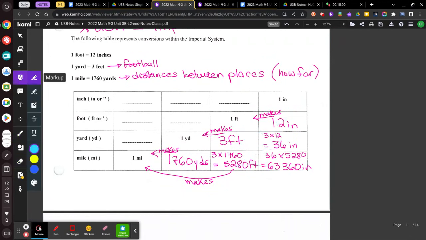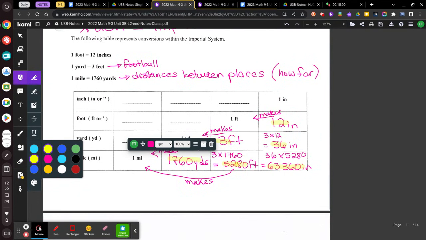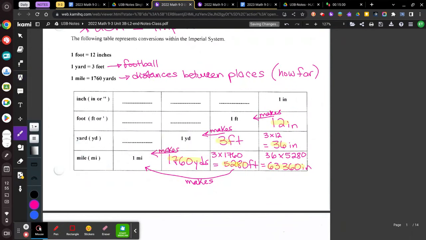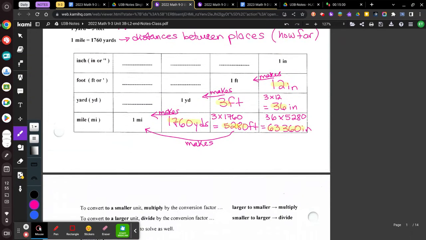Okay, so I'm going to highlight the numbers we need. The numbers we need to know are these ones: 12, 36, 3, and 1760. Those are the numbers we need to know the most. Now we're going to use them on the next page to do some examples. Okay, so everybody's got those. I'm just going to draw them on the board so we can refer to them.